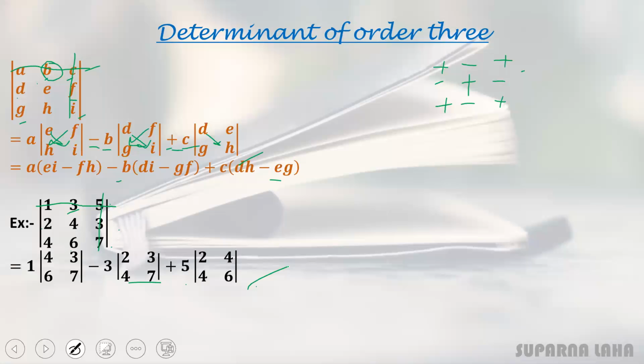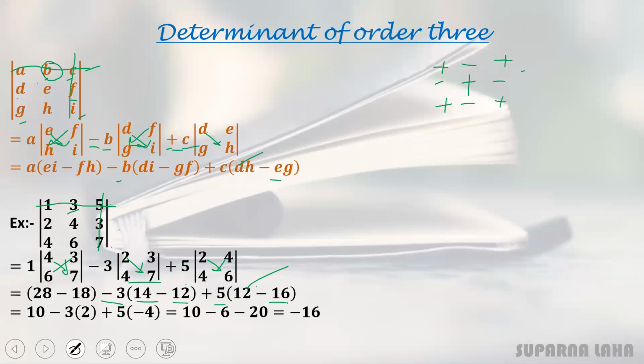So write it down. 1 into 4 into 7 minus 6 into 3, that is 28 minus 18. So minus 3 into 2 into 7, 14, minus 4 into 3, 12. Plus 5 into 2 into 6 is 12 and 4 into 4 is 16. And simplify it, you will find the value is minus 60. Now remember this value. The value of this determinant is minus 60.